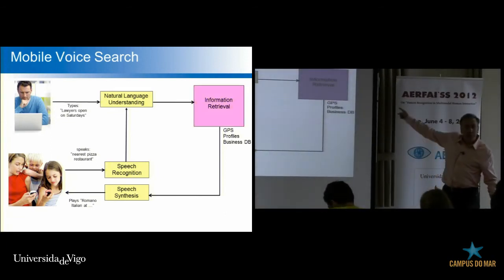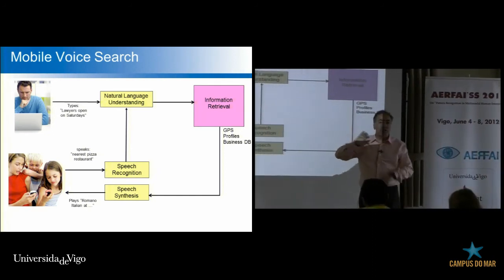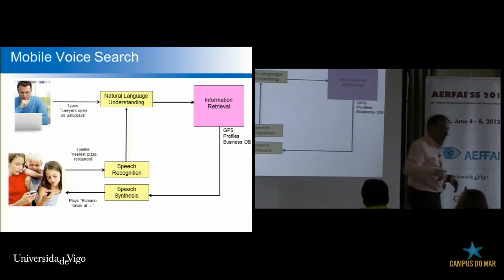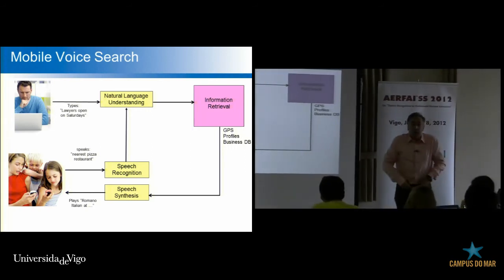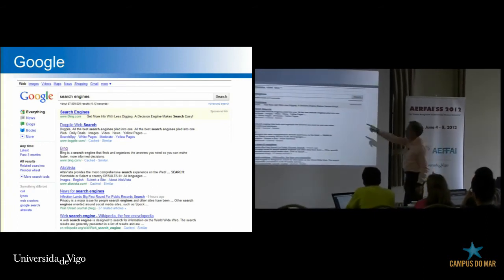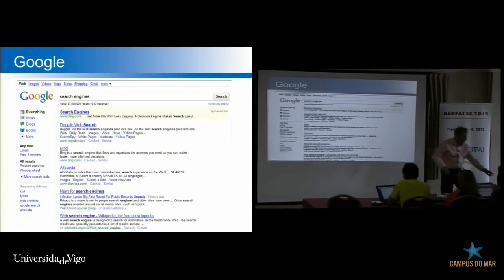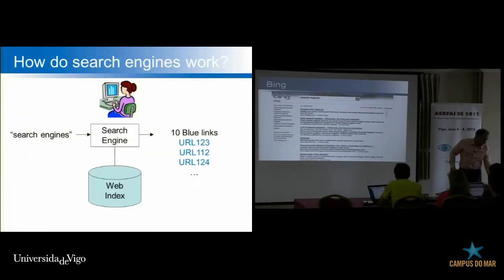Let me talk about the information retrieval component, because even though we tend to think information retrieval is just for text search engines, a lot of the voice search algorithms are actually using this. This is what you get if you type, say, search engines. This is what you get in Google. You get something similar in Bing.